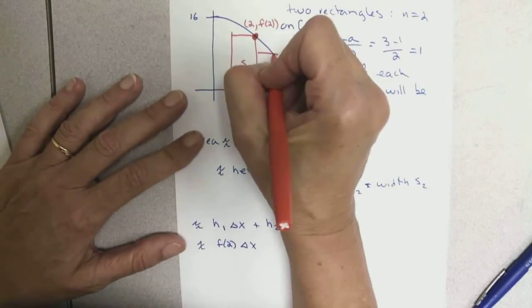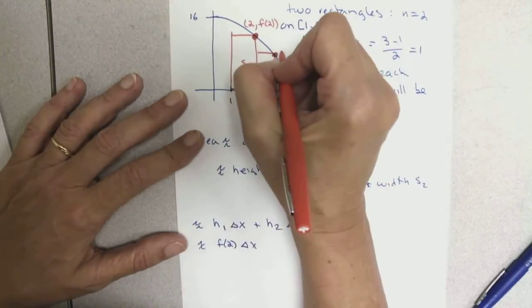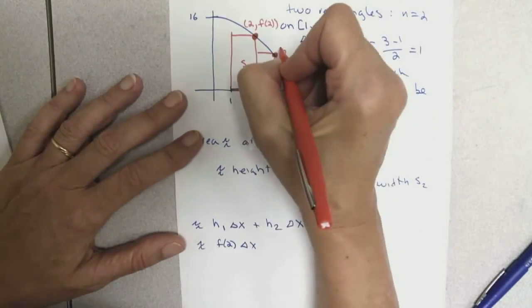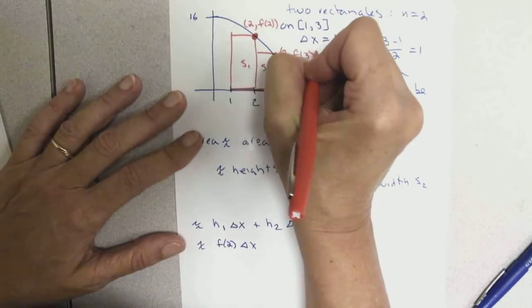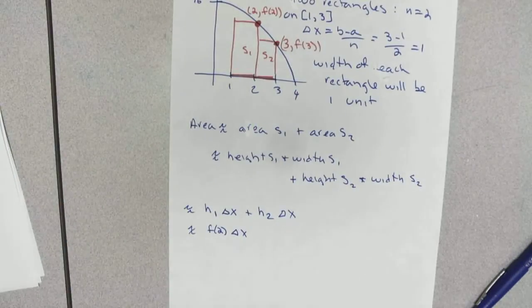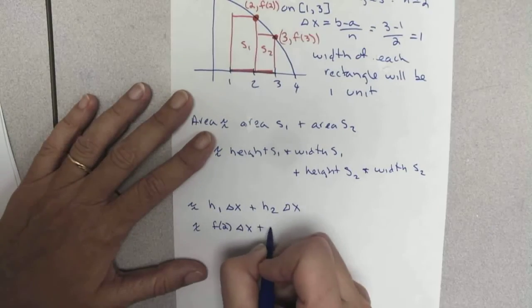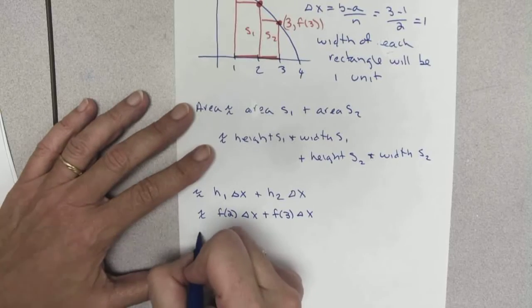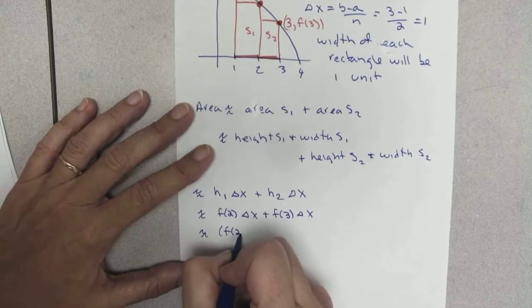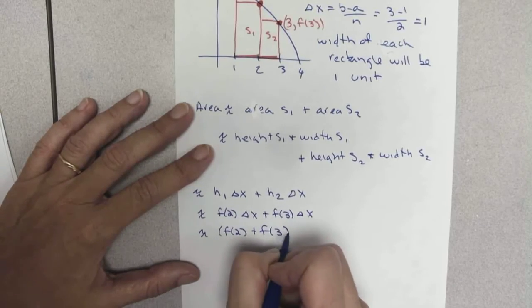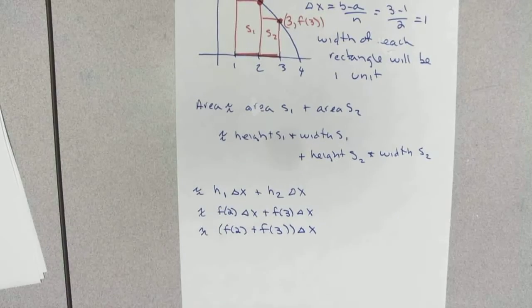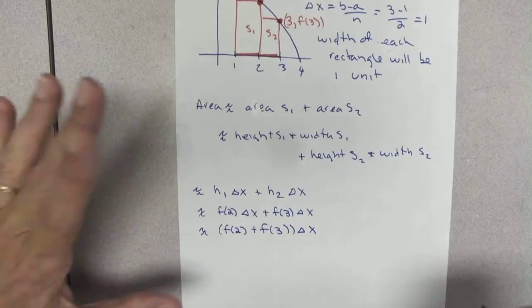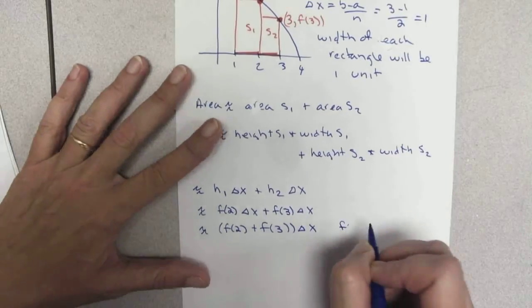And similarly, this point right here, the x-coordinate is 3. The y-coordinate would be f of 3, and so the height is f of 3 delta x. And then I could, if I wanted to, factor that delta x out to the end. And so now let's do some calculations finally.